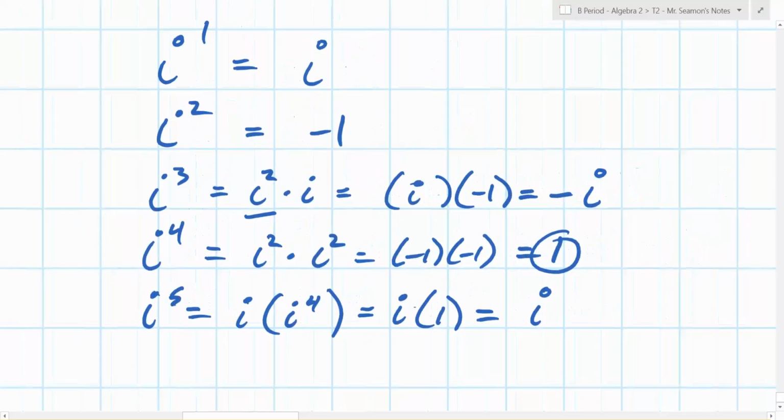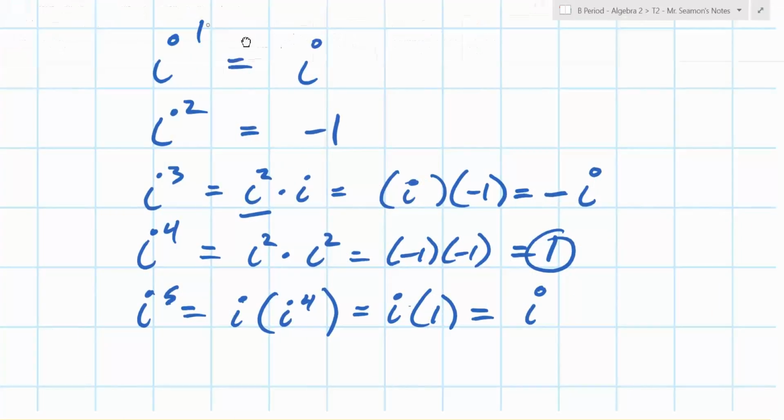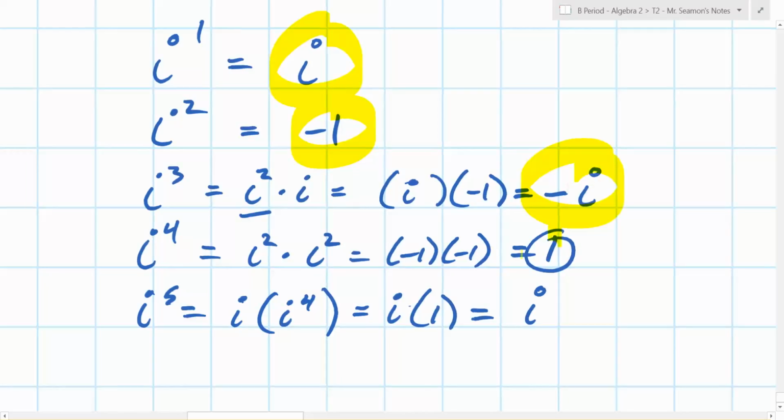So let's look at what happened here, everybody. i, negative 1, negative i, 1. Guess what's going to start happening? It's going to repeat. You see this four-part pattern right here? It just keeps on repeating.